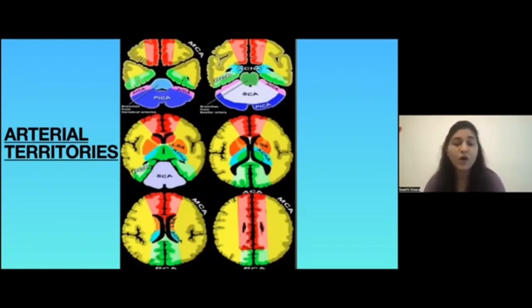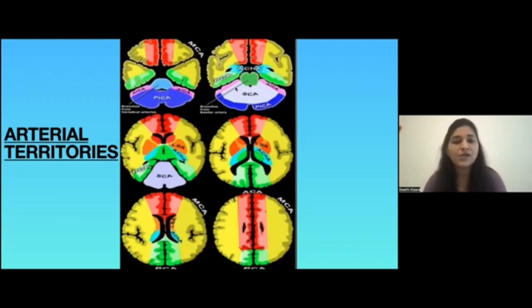The parts in yellow are supplied by the MCA, that is the middle cerebral artery, and the lenticulostriate branches are also branches of the middle cerebral artery, and they supply the lateral portions of the basal ganglia. And the parts in green are supplied by the posterior cerebral artery, which supplies the posterior thalami as well as the occipital lobes. And parts of the midbrain are also supplied by the posterior cerebral artery.